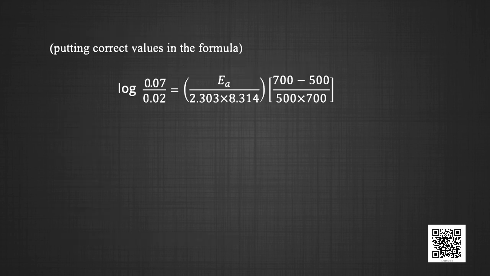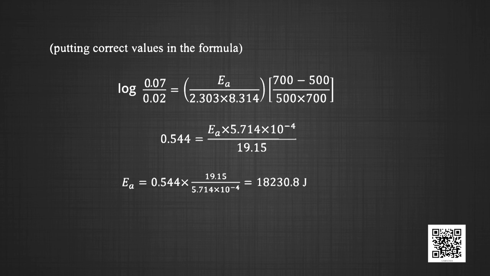Now, putting the correct values in the formula, it becomes log 0.07 divided by 0.02 equals Ea divided by 2.303 into 8.314, and then (700 minus 500) divided by (500 into 700). Finding out the log, it comes out to be 0.544 equals Ea into 5.714 into 10 raised to power minus 4 divided by 19.15.